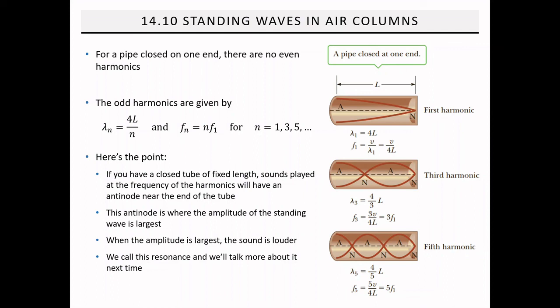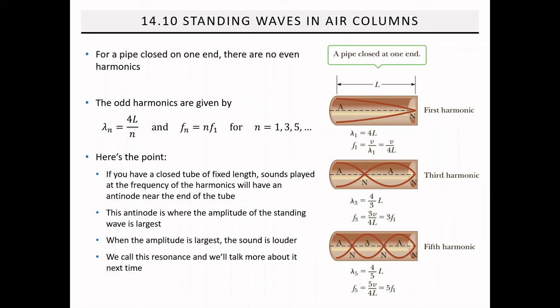So here's kind of the point of these last few slides. If you have a closed tube of fixed length and you play a sound near the open end of the tube, then you will have an antinode near the end of the tube if the frequency matches up with one of the harmonic frequencies. This is important because the antinode is where the amplitude of the standing wave is the largest. When you have a sound with a larger amplitude, it will sound louder to you. This is something that we call resonance, and we will talk more about it next time.